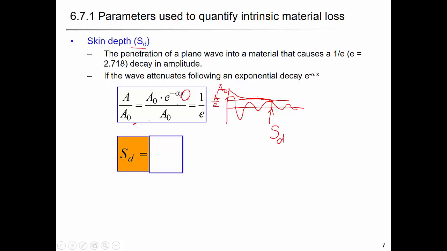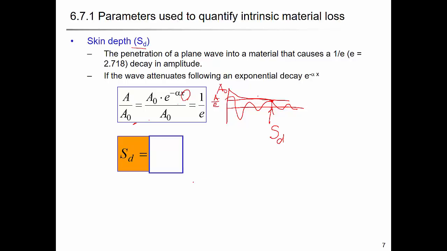So that means that, for example, if the skin depth is 1 meter, at the 1 meter, your amplitude is reduced by 1 over e. So how much is 1 over e? 1 divided by 2.7, about 35 percent. So 65 percent has already died.